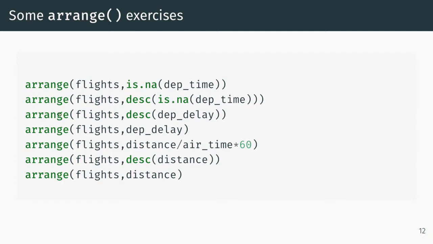Descending departure delay, ascending departure delay. This is speed in miles per hour, so this is distance in miles over time in minutes times 60. Descending distance and ascending distance.